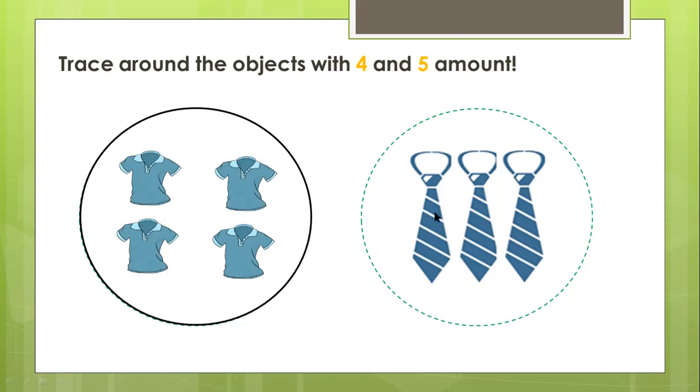Okay, so how many neckties do we have here? Let's count. 1, 2, and 3. There are only 3 neckties here, but the numbers here say 4 and 5. Can we trace around them? Of course not. We cannot trace around because the number is not enough, right?